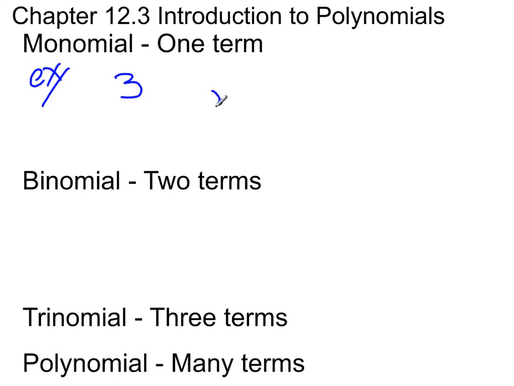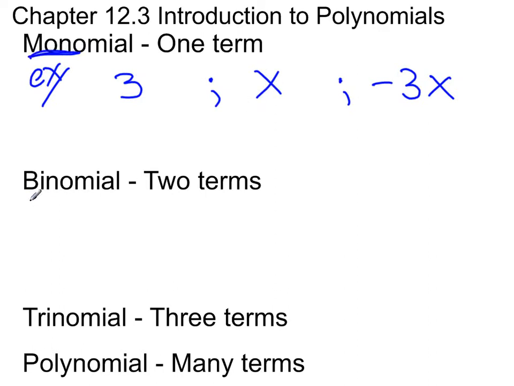You could also have a variable if you wanted to, like x. It's a monomial, one term. Or you could even have them combined, like maybe negative 3x. That's one term. It's one piece of the puzzle for a polynomial. So we call it a monomial. So it gets its name 1 from mono.